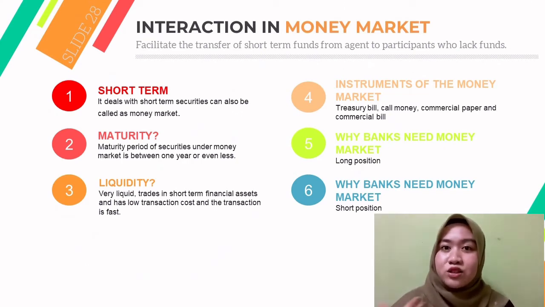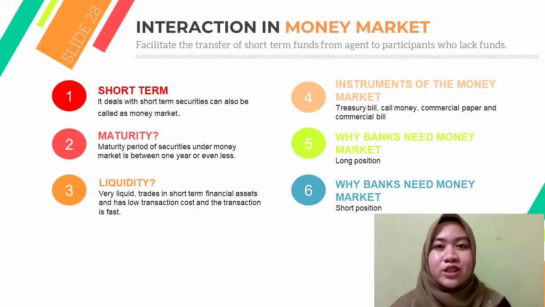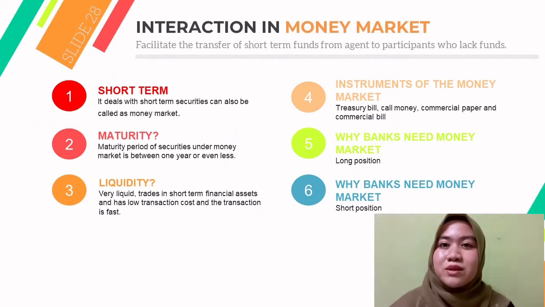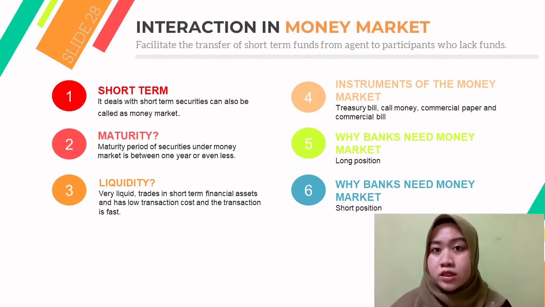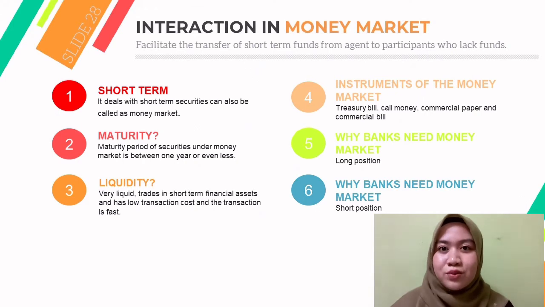The instruments of the money market are treasury bills, call money, commercial paper, and commercial bills. The money market deals in short-term securities, and the maturity period of the securities in the market is 1 year or even less. The money market is very liquid. It trades in short-term financial assets that have low transaction costs, and the transactions are fast to withdraw.